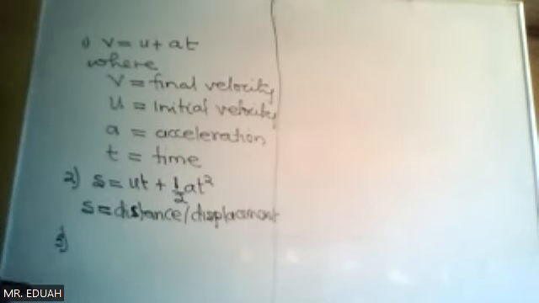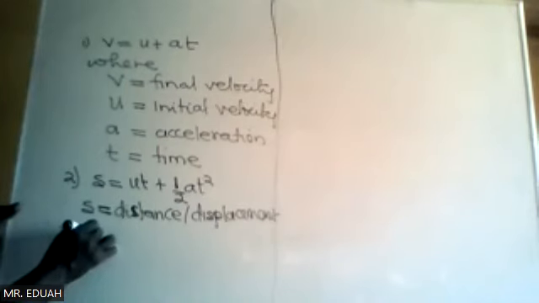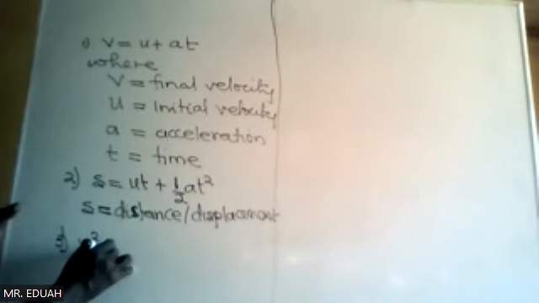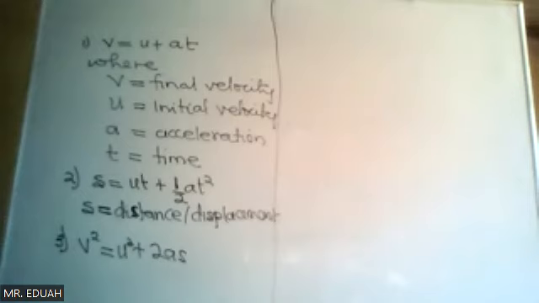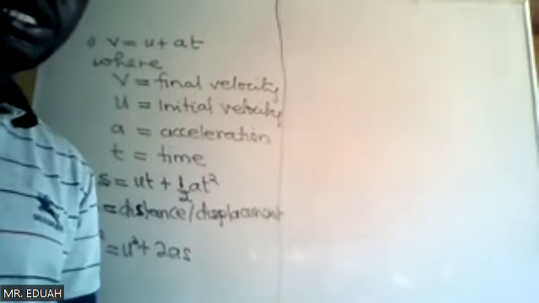And then the third equation: V squared is equal to U squared plus 2AS. Good. And we have defined all the variables, all the letters.